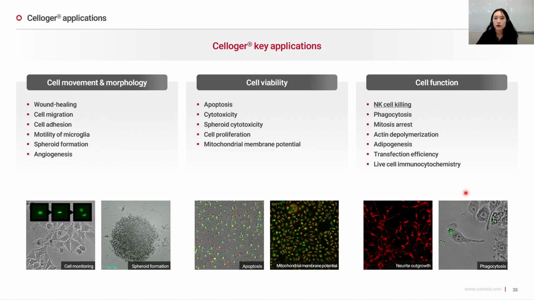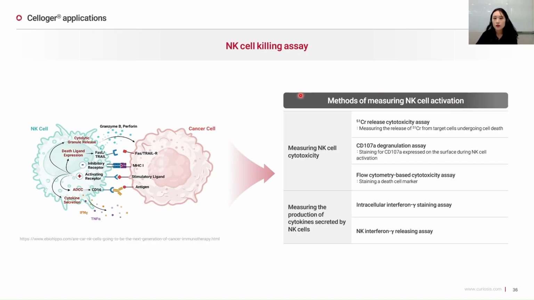Lastly, let's take a look at the NK cell killing assay. The NK killing assay is a way to measure how well NK cells can kill target cells like cancer cells. When NK cells interact with cancer cells, they activate receptors on their surface that trigger the release of cytokines like interferon gamma or TNF-alpha, as well as cytotoxic granules like granzyme B or perforin. These substances work together to kill the cancer cells in a non-specific manner.